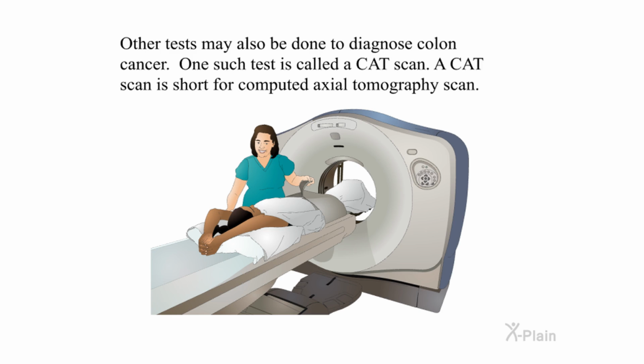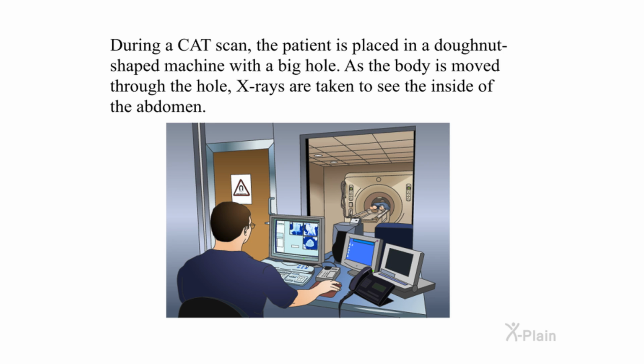Other tests may also be done to diagnose colon cancer. One such test is called a CAT scan. A CAT scan is short for Computed Axial Tomography Scan. During a CAT scan, the patient is placed in a donut-shaped machine with a big hole. As the body is moved through the hole, X-rays are taken to see the inside of the abdomen.